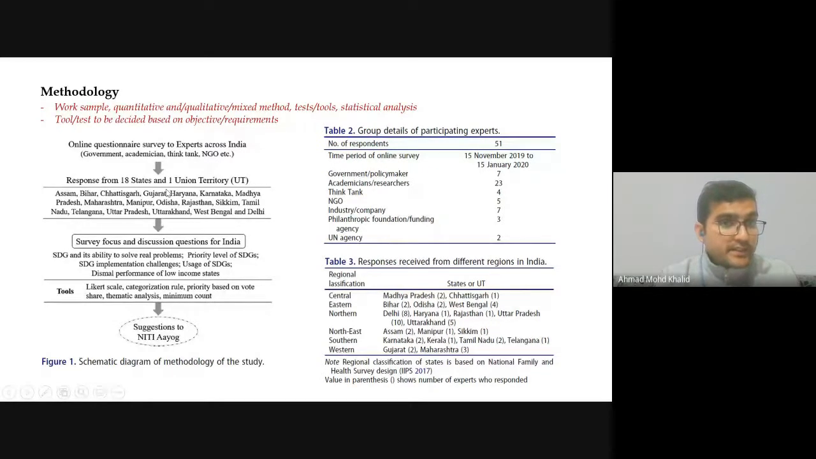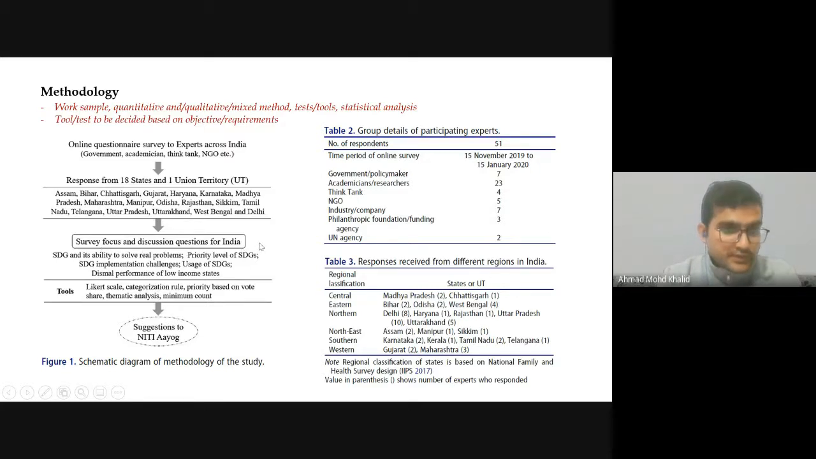And where were these experts located? He says that the responses were collected from 18 states and one union territory. Then he details the names of all the states and the union territory where he did that online questionnaire survey. Then, in the next step, he gives the survey focus and discussion questions for India.